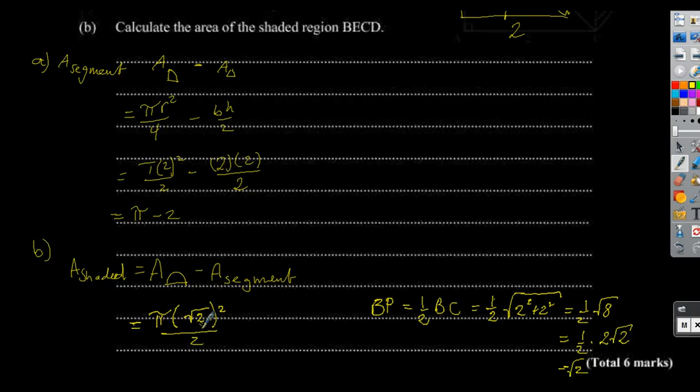Okay, so I've got that here, minus the area of the segment I calculated in part A, in brackets pi minus 2. Don't forget the brackets here. And then you will see that all of this simplifies to 2.